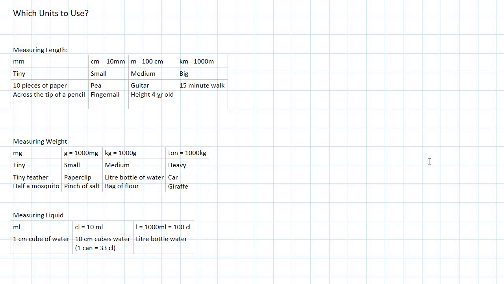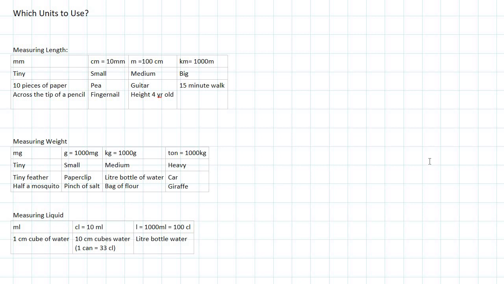We're going to have a look today at measure, okay? And first we'll look at what units you should use, okay? So for measuring length, there's 4 common units that people use. They are millimeters, or mm, centimeters, cm, meters, that's just m, or kilometers, okay?